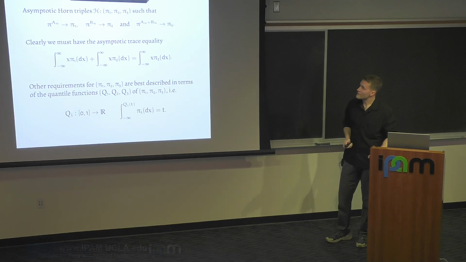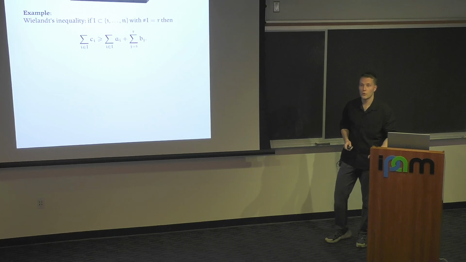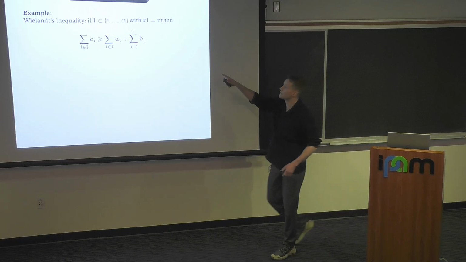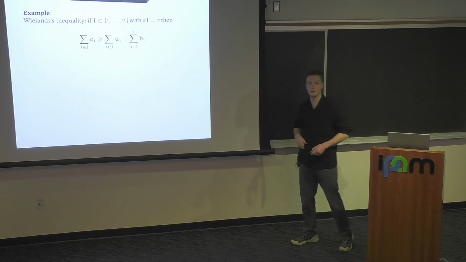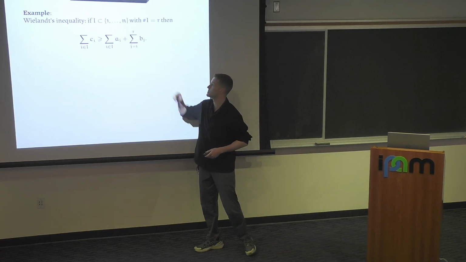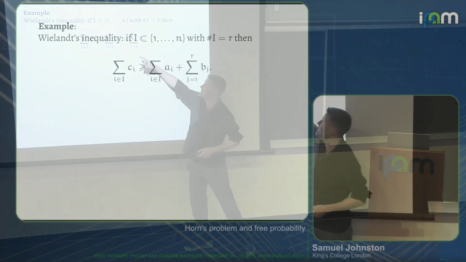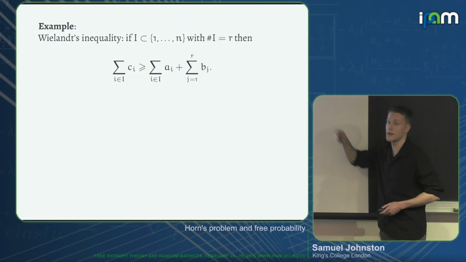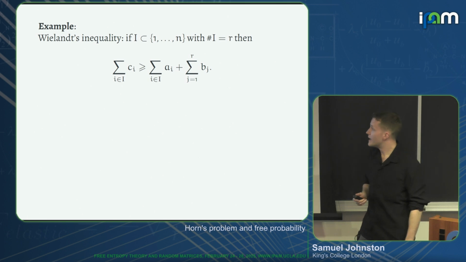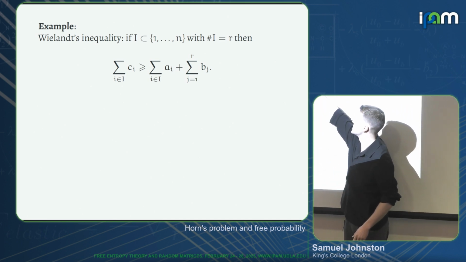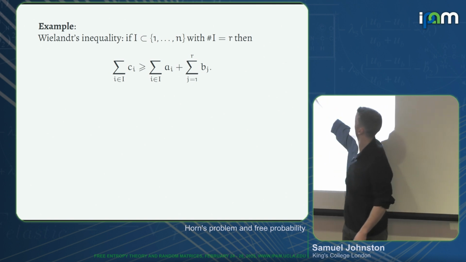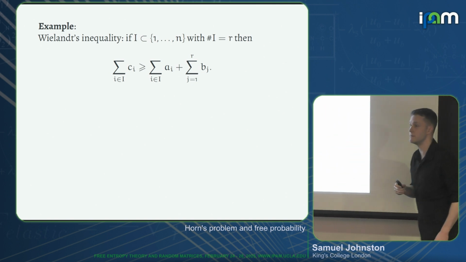So there's an idea of what we're driving at here. Let's take an example of one of the Horn inequalities. Weyl found this inequality, I believe before Horn's work, relating the eigenvalues of c_i with those of a_i and b_i. Namely, pick any subset, capital I, of the numbers 1 through n. Then if you look at the sum of the c_i's over this subset, it's at least as large as the sum of the a_i's over this subset, plus the smallest r of the b_j's.